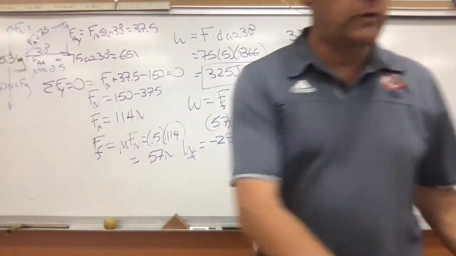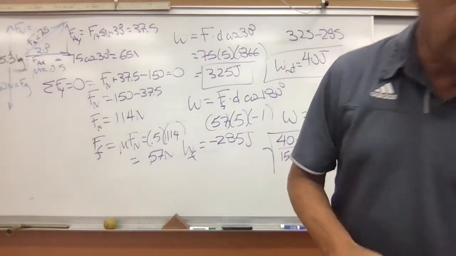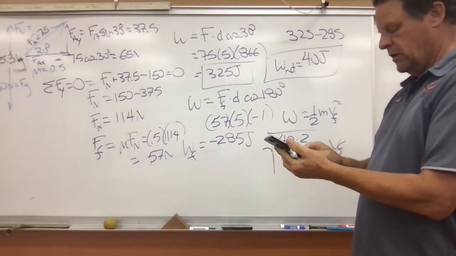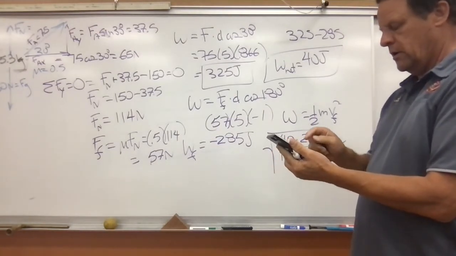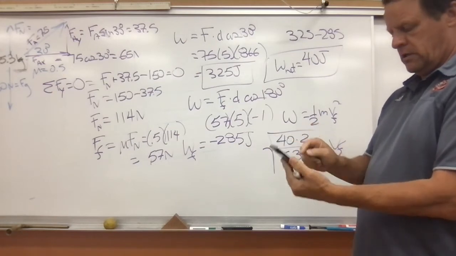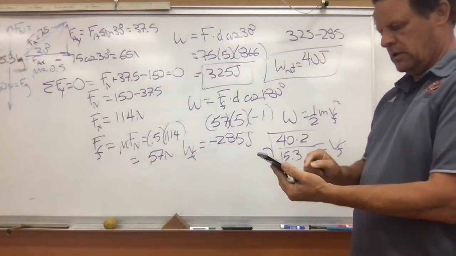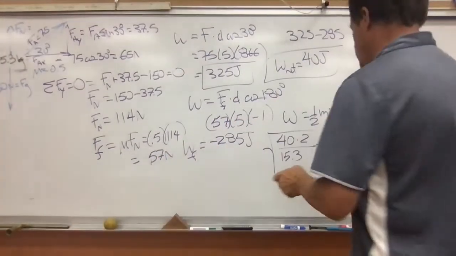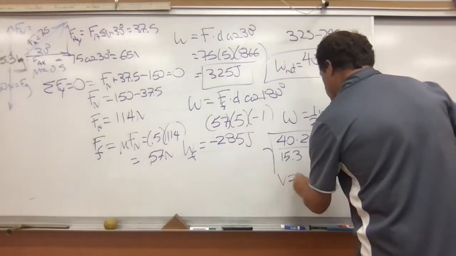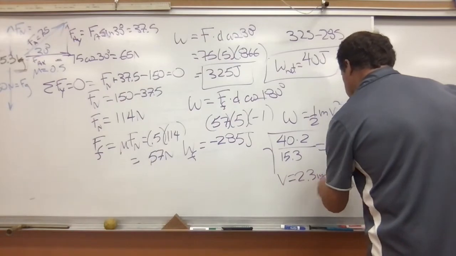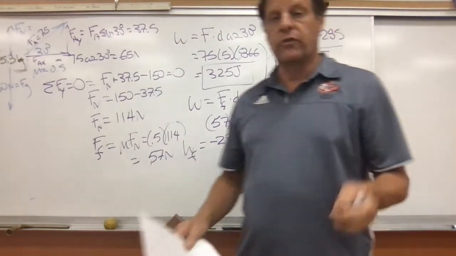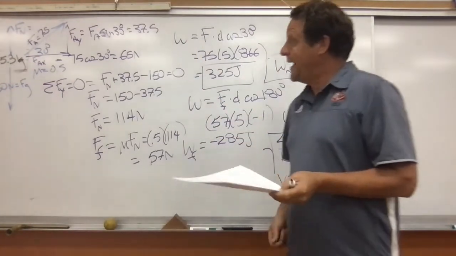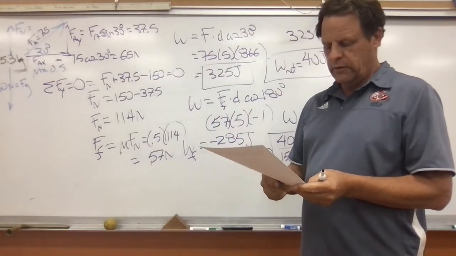And that is going to be equal to our velocity after 5 meters. And we're going to get 2.3. So velocity is going to equal 2.3 meters per second after 5 meters. That's with the friction and also that applied force going up at an angle of 30 degrees.